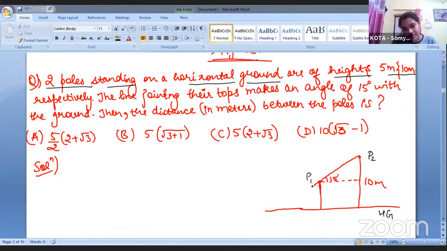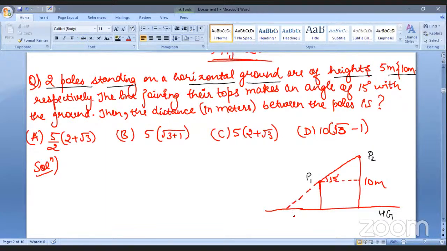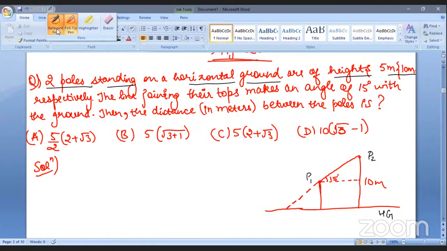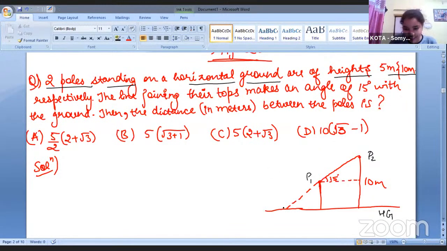If we extend it like this. Yes, ma'am. 15. Okay. I'm so sorry. Yeah. Arey, bilkul correct. Hats off to you guys. Really, I wasn't thinking like this. Very good. Okay, cool. Thank you so much. Great. We have extended this line and it is this angle only. It is telling us about this angle only, the line which is joining the tops makes an angle of 15 with the ground. It is this only, very correct.